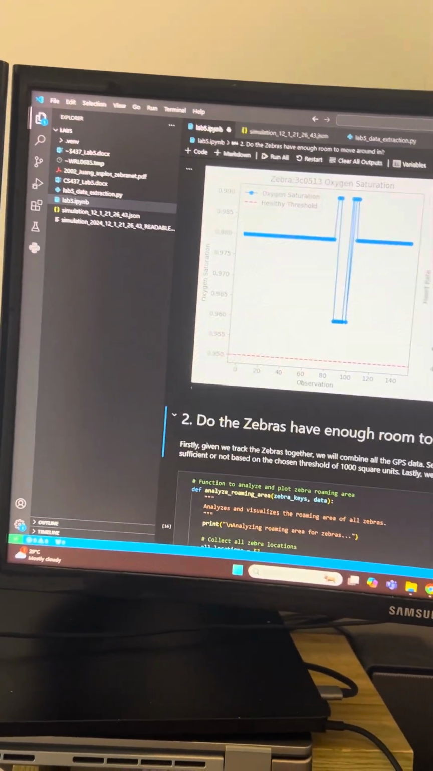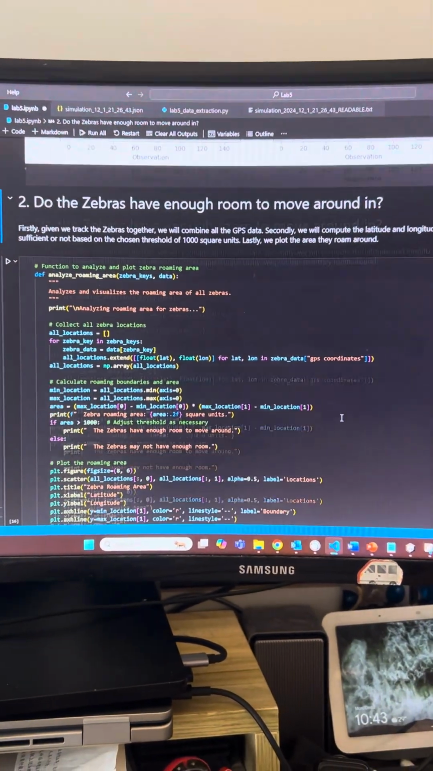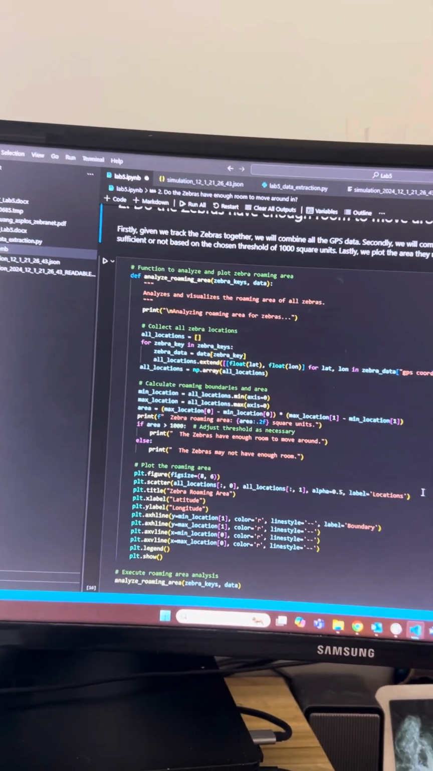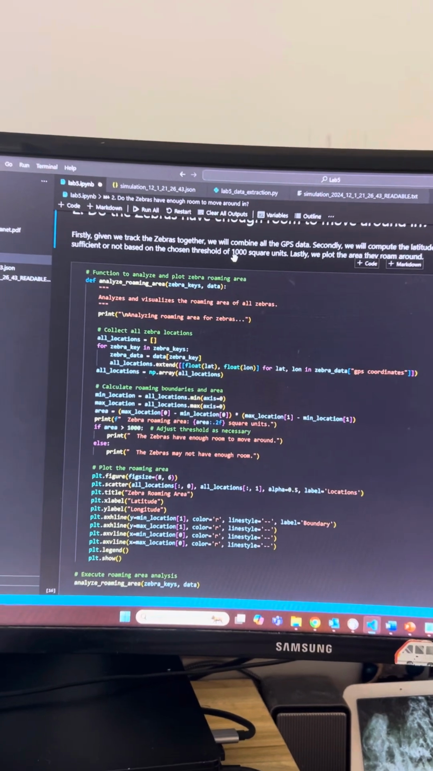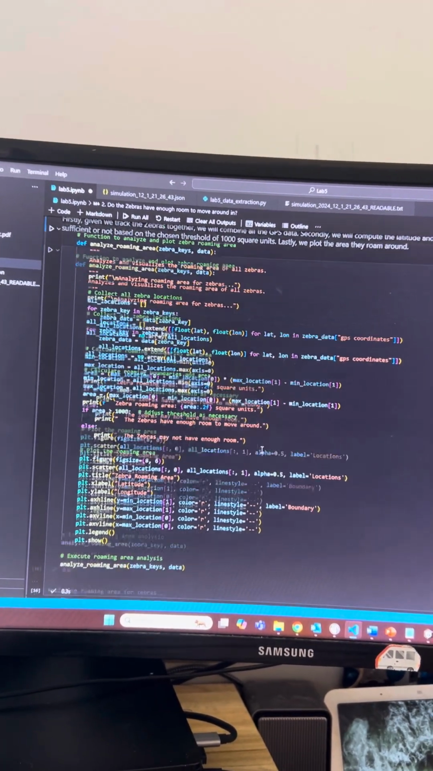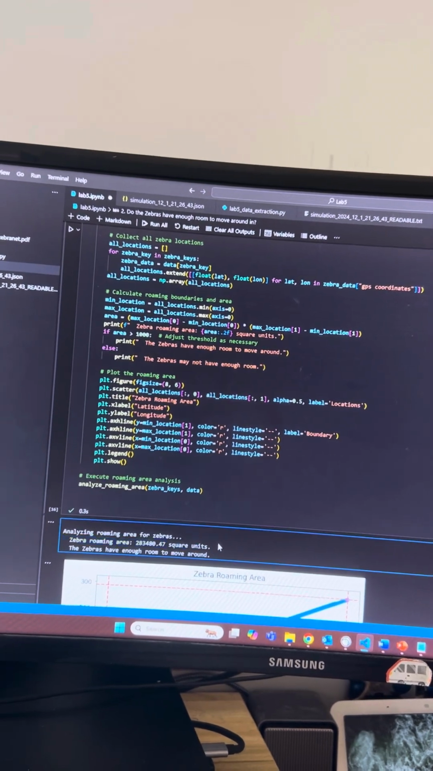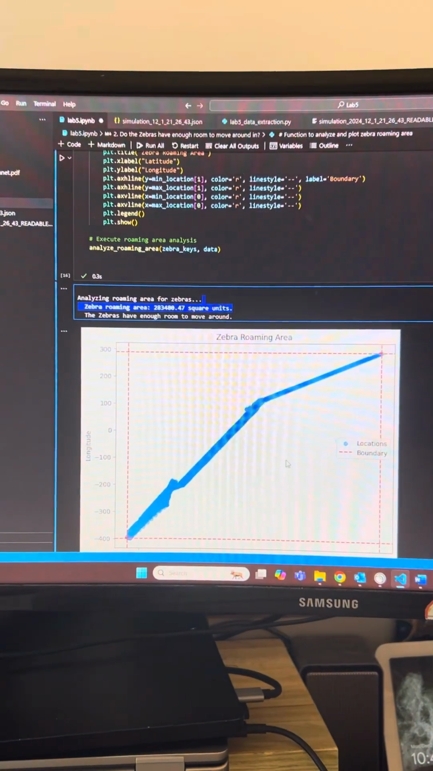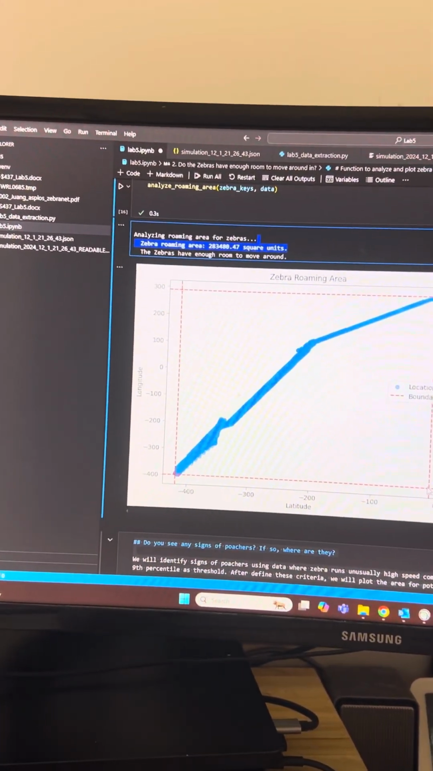Secondly, we check whether the zebras have enough room to move around. So we just plot the area. In terms of criteria, I just put a threshold of 1,000 to see whether they have enough room to move. The roaming area is quite large, so I consider it enough area to move around. These are the boundaries.